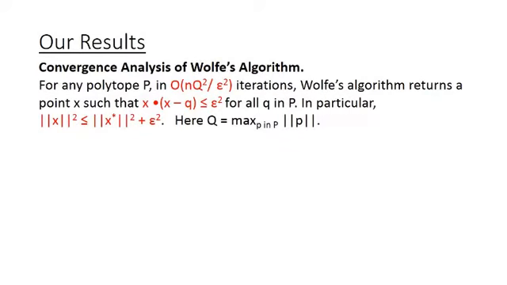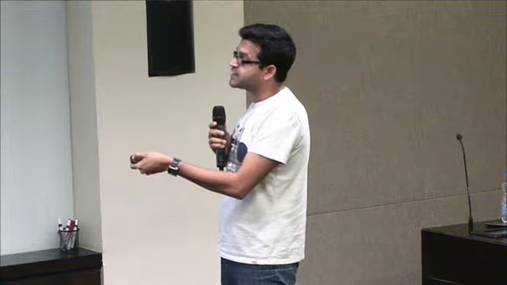So what do we prove? We prove that for any polytope, in not too many iterations, n q square by epsilon square iterations, I get to a point whose norm is within additive epsilon of the min norm, and q is actually the max norm point in the polytope. This can be rather large. It's a little irritating. I think this can be replaced by the diameter, but I don't really know how to do it. But that's what we prove about Wolfe's algorithm for any polytope.